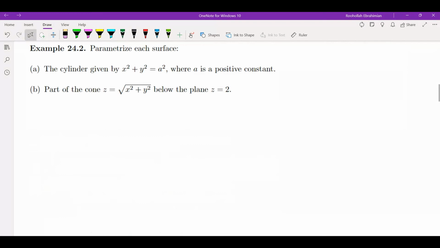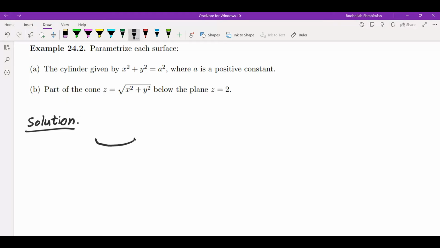Okay, so next one is another parameterization example. And as I said, this is a very important concept. The first thing we want to do anytime we want to evaluate a surface integral is to be able to parameterize the surface, which is why I have a lot of emphasis on being able to parameterize surfaces. The cylinder given by x squared plus y squared equals a squared. So we want to parameterize that.